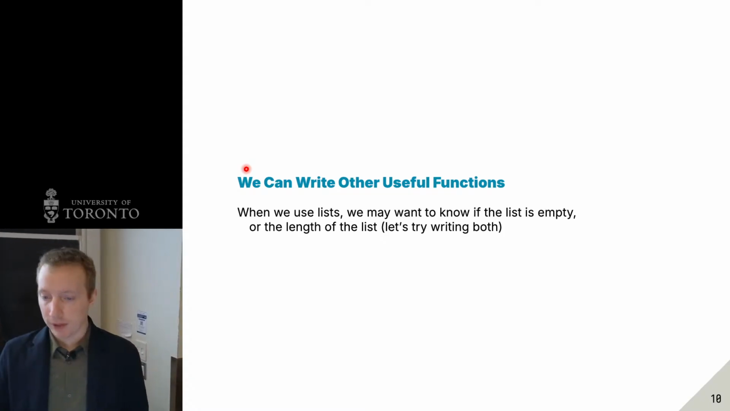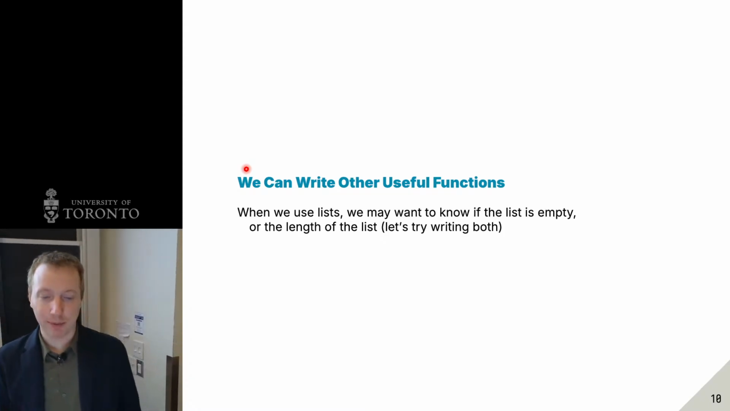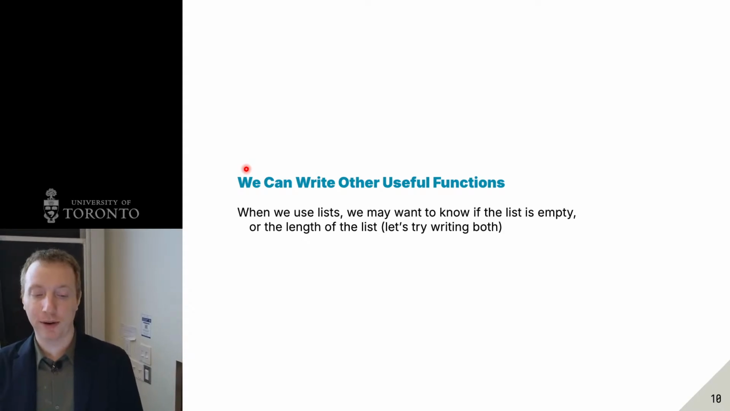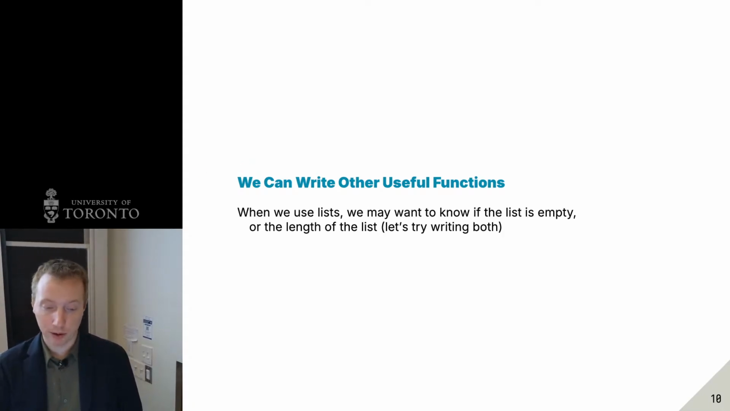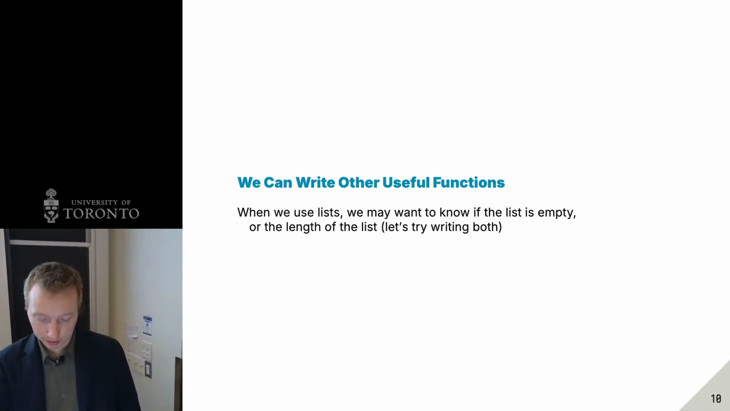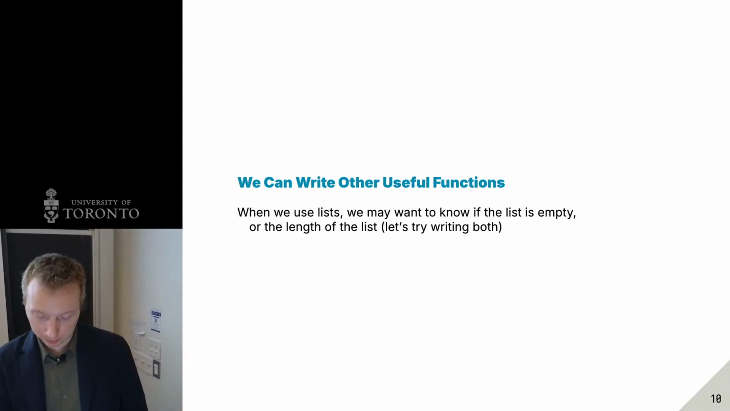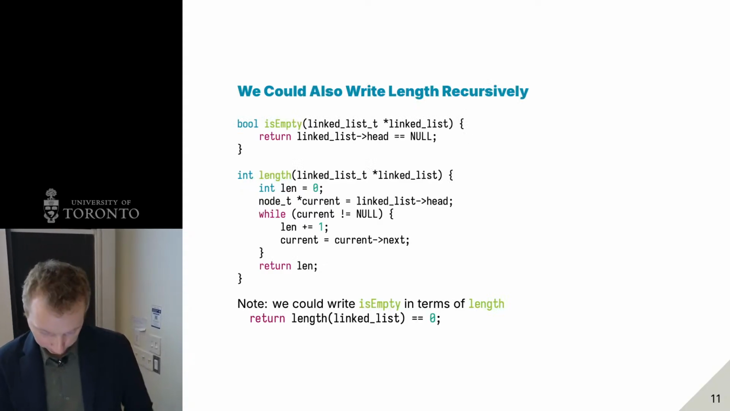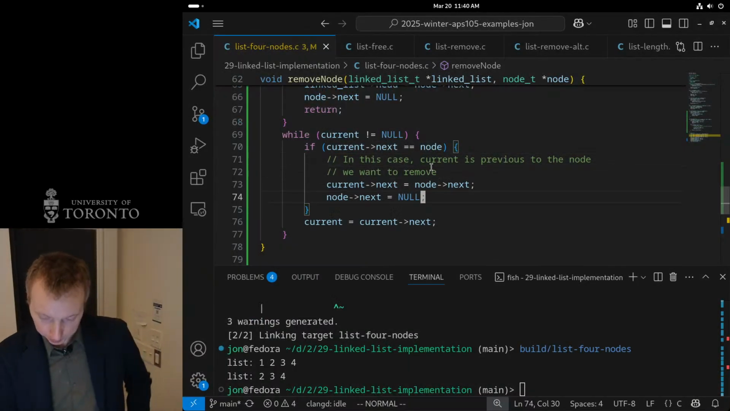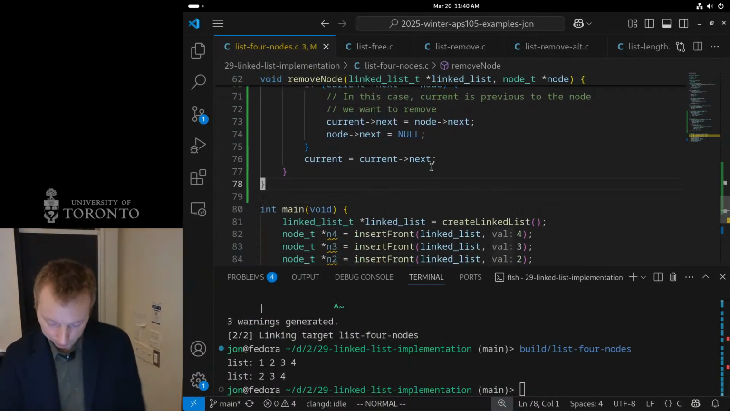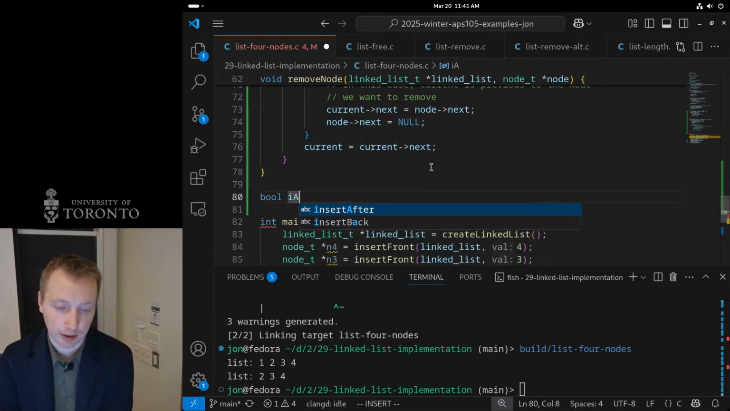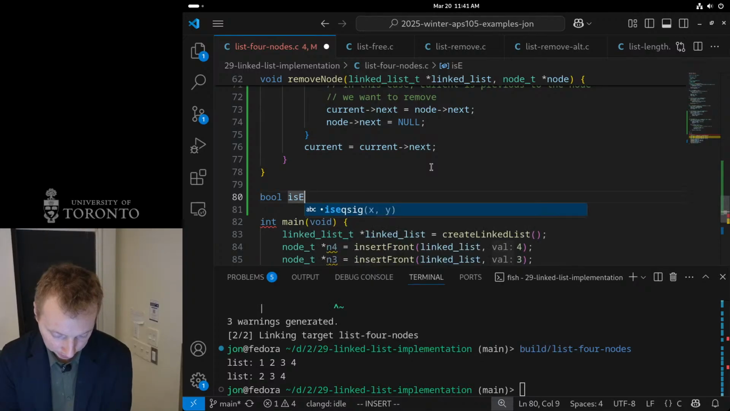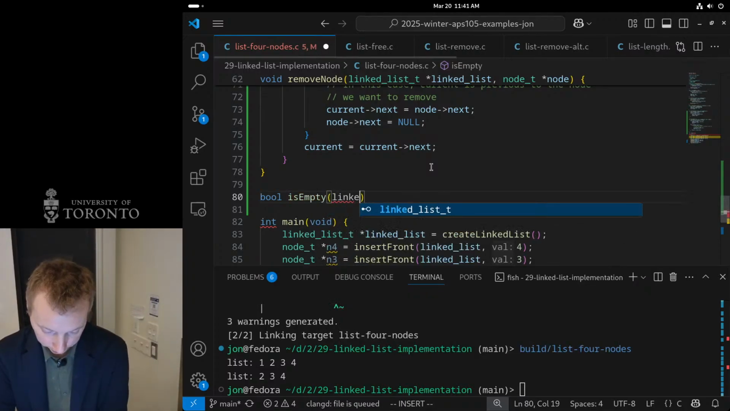So if we rewind a bit, we can rewrite some other useful functions. When we use a list, another thing we might want to know is whether a list is empty, or the length of the list. So we could try to write both of those. Maybe we want to write some helper functions, like a function called isEmpty that just takes a linked list.